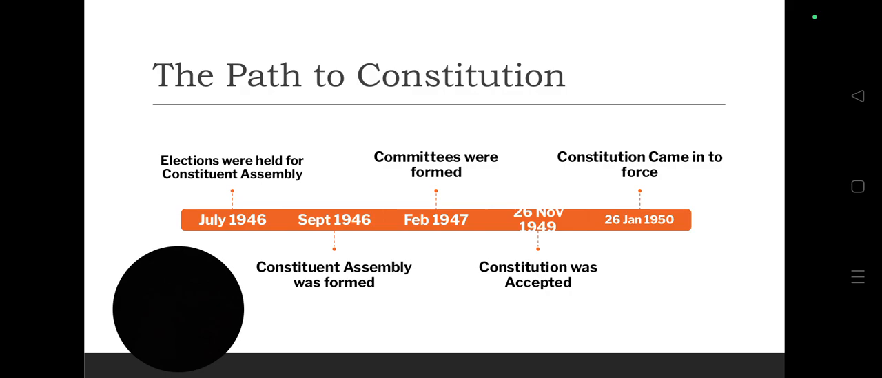So that's why from 2015 onwards, November 26 we celebrate as Constitutional Day. And on 26th January 1950, the Constitution came into force, which we celebrate as Republic Day.